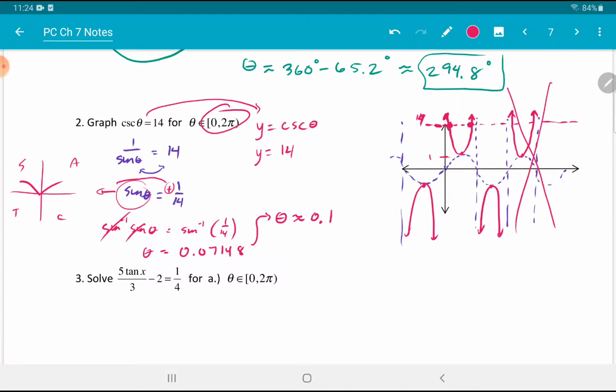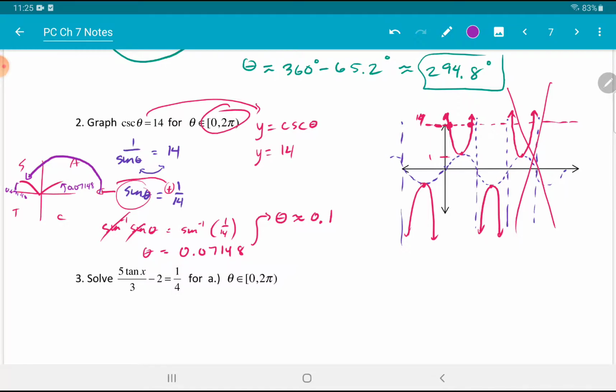So that's going to be, as I draw this on my unit circle, a value in quadrant 1. But remember, we want to find the value in quadrant 2 as well. So if my reference angle was 0.07148, then keep in mind that this also has a reference angle of 0.07148. So how do we find the answer in quadrant 2? Well, remember that this is the true angle we want right there.